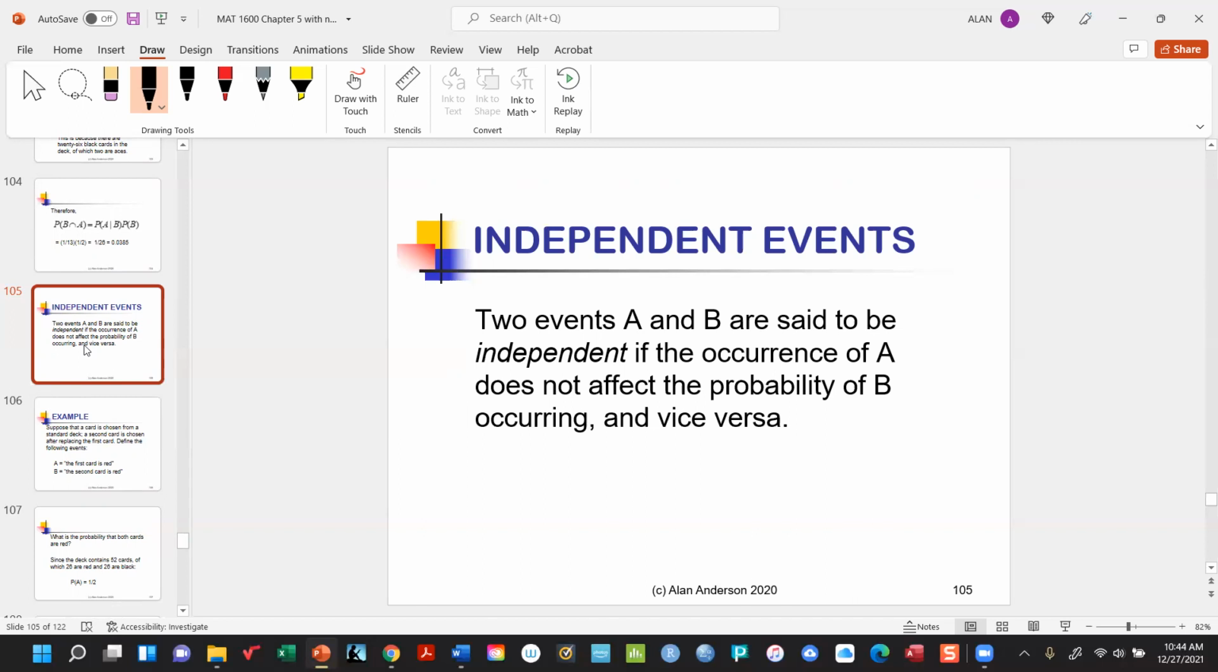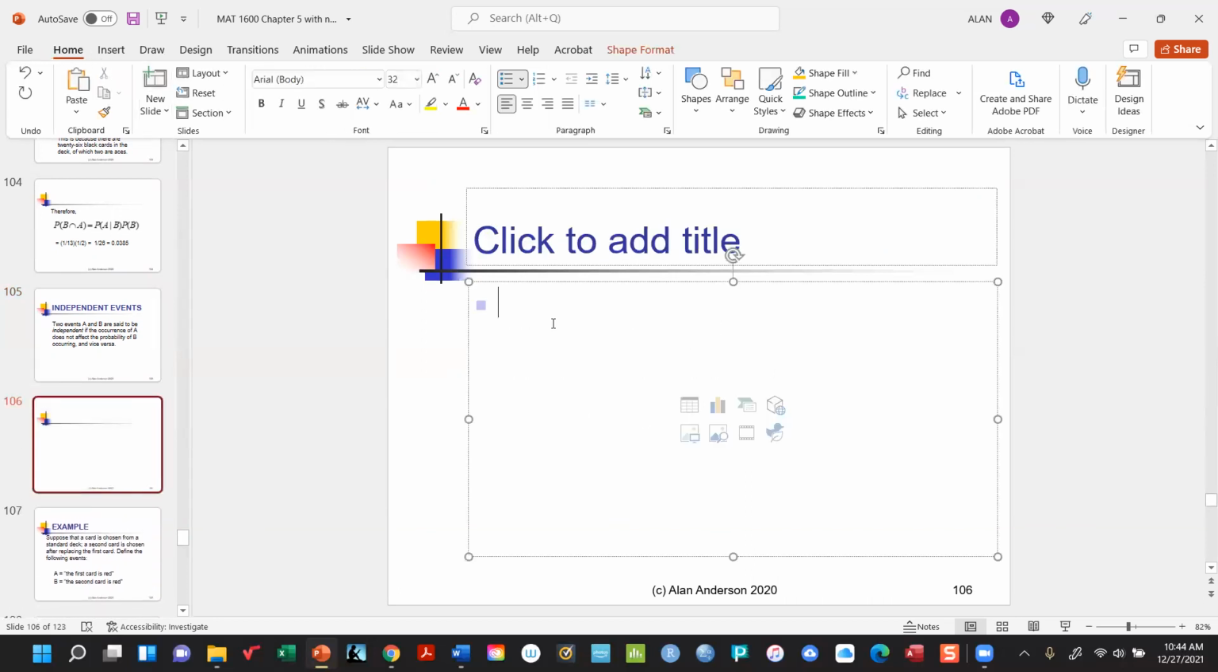Now, there's a formal definition that we'll look at in a minute, but when you think about it, many events are completely unrelated to each other or independent. It's not necessarily the case that any two events are related to each other. Let's say, for example, just a quick example.